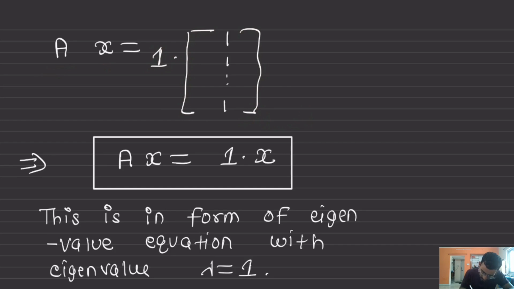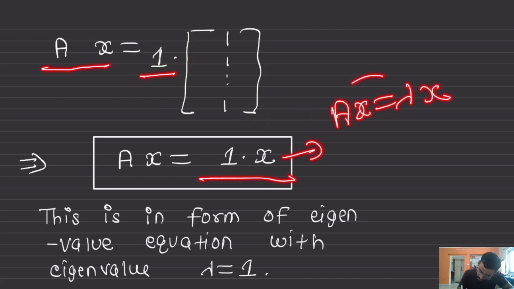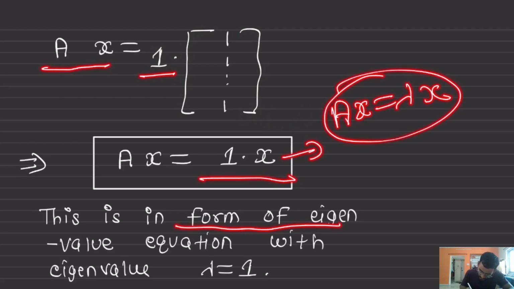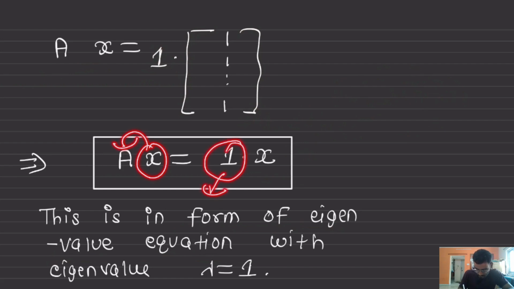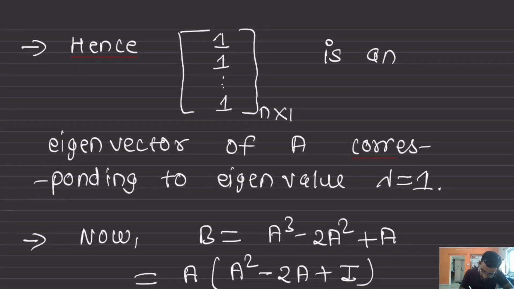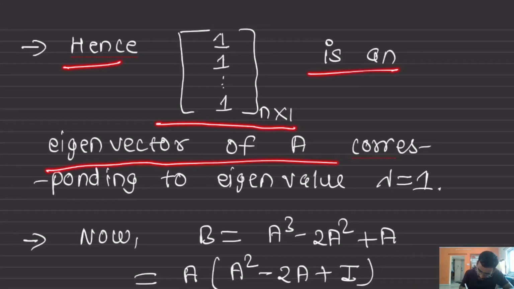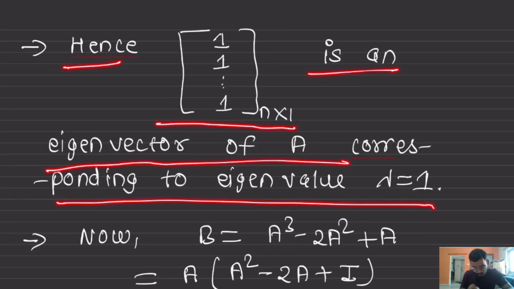If we see, we can write Ax equals 1 into x, and this is in the form of Ax equal to lambda x, which is the eigenvalue equation. Okay, so we get that x is an eigenvector of A corresponding to eigenvalue 1. Hence we get that this vector is an eigenvector of A corresponding to eigenvalue equal to 1.